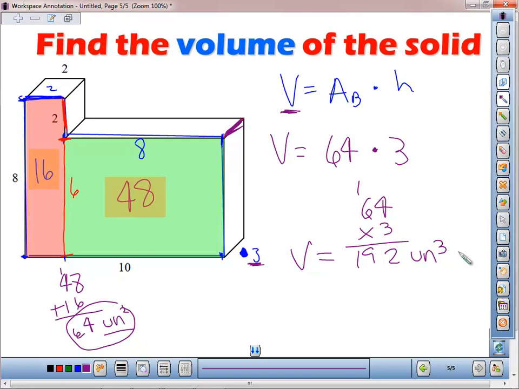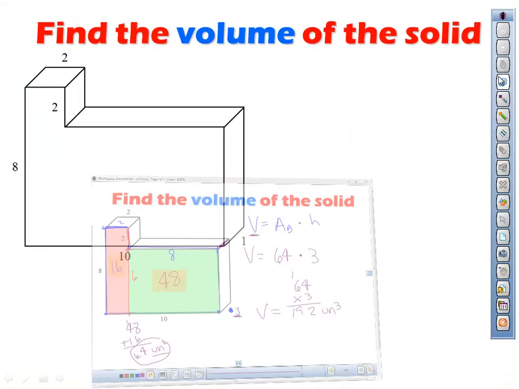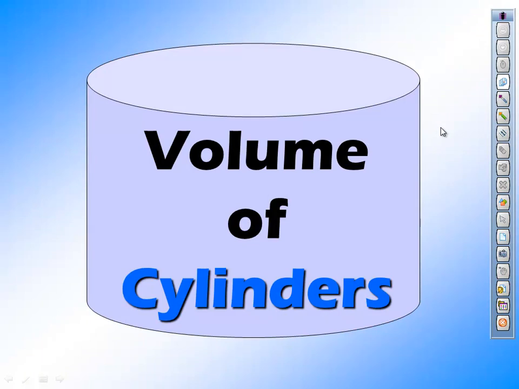Okay, we've got one thing left to study. We've just done prisms, and now we're going to talk about something called a cylinder. So you don't have to write this down, but we're going to jump right into the volume of a cylinder. Can you see that cylinders and prisms have a lot in common? Just like prisms, cylinders have two bases, and they're kind of connected by just drawing straight up.